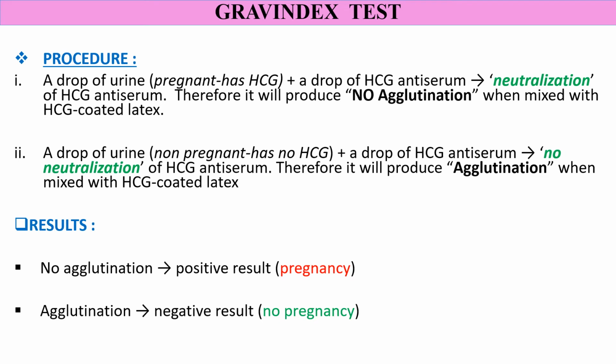Again, in case of a non-pregnant female, her urine sample will not contain the hormone HCG. Therefore, if a drop of her urine sample is mixed with a drop of HCG antiserum, this will cause no neutralization. If this is mixed with an HCG coated latex, there will occur agglutination. This will indicate that the pregnancy test is negative and the female is non-pregnant.